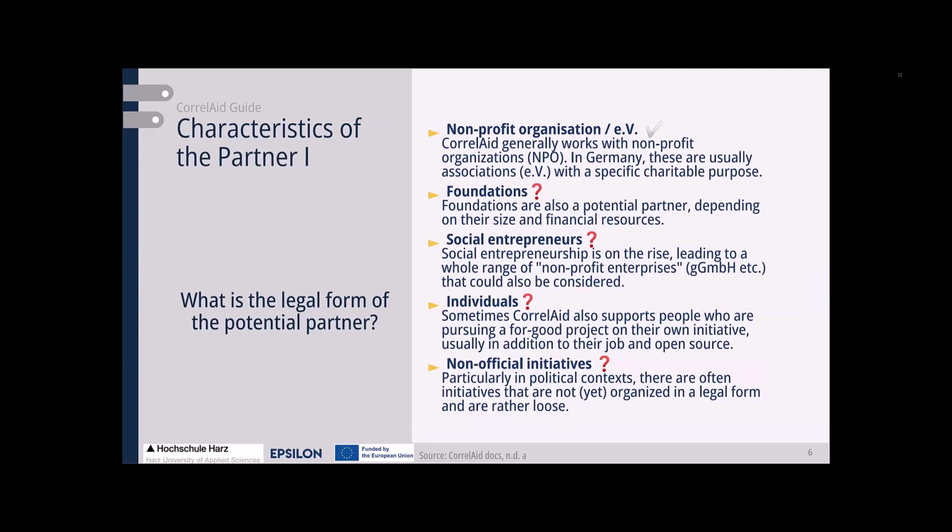And the next question is, is the initiative non-official? Especially when you work in a political field, there are often initiatives. They are not organized in a legal form and are rather loose. However, you should be aware that you are working for such an initiative when it comes to your own values, for the alignment of your own values, especially in the field of politics. So these are basically some questions that might help you to characterize your potential partner.